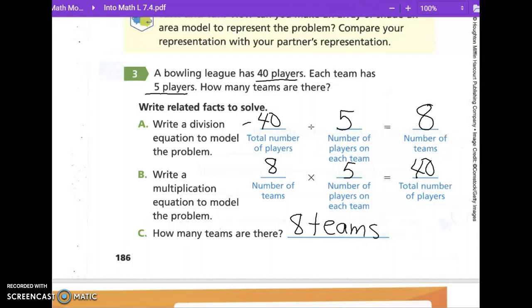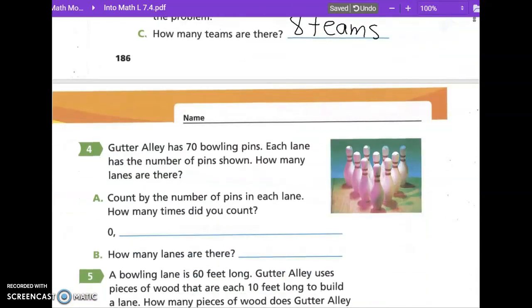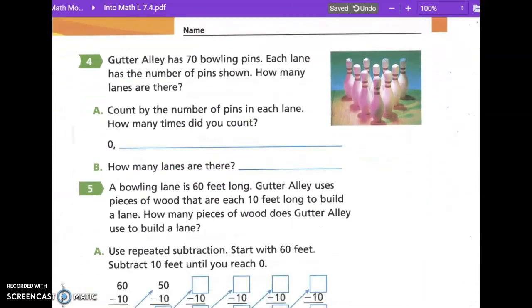What do we call these? Related facts, right? Go ahead and go to the next page, page 187.